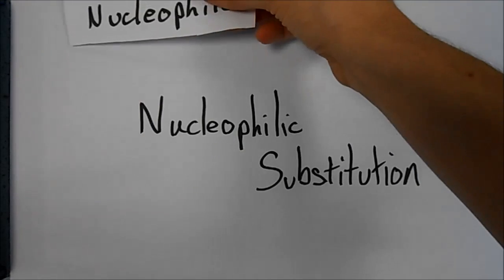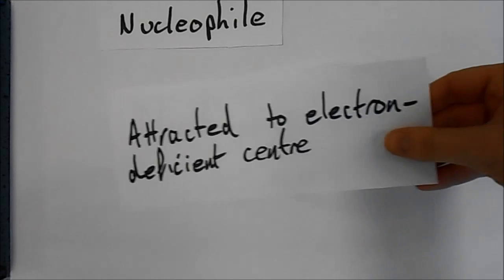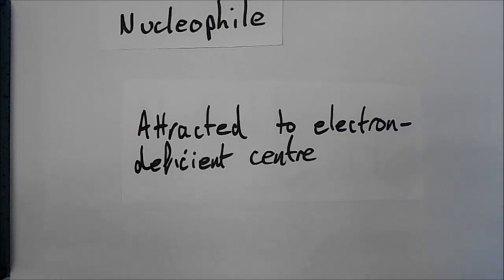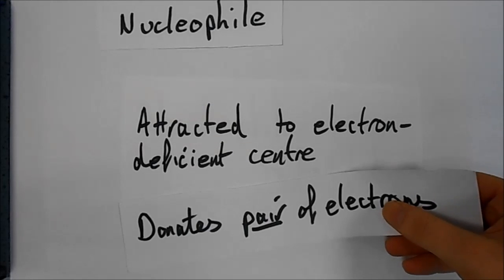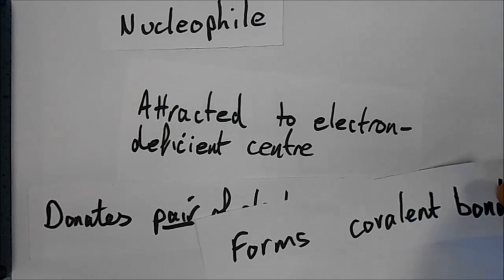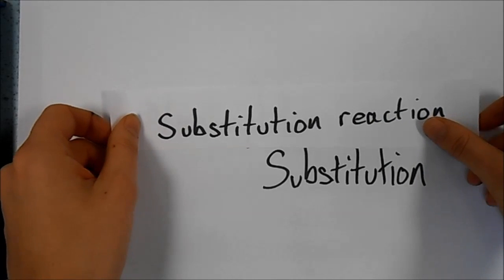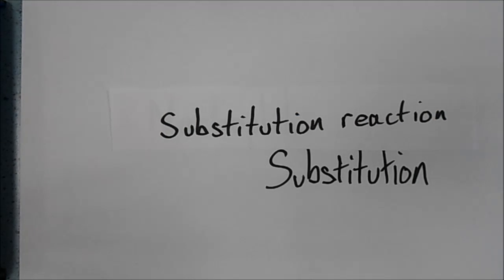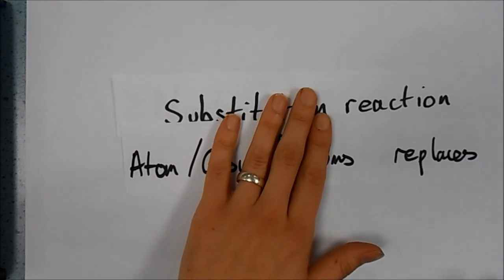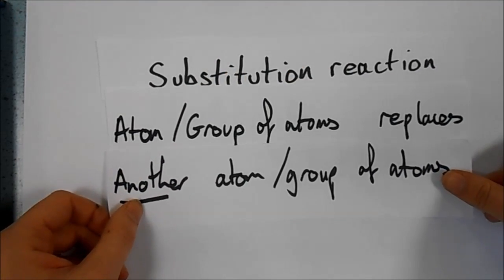Nucleophilic substitution is going to involve a nucleophile, and if you remember your definitions, then that means that a nucleophile is something which is attracted to an electron deficient centre, where it donates a pair of electrons to form a new covalent bond. So we're going to take that nucleophile and put it into a substitution reaction. A substitution reaction is where we take an atom or a group of atoms and we replace it with another different atom or group of atoms.